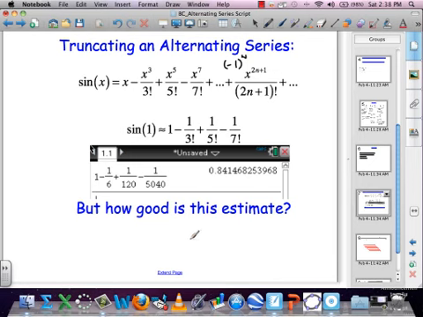Okay, I have an approximation. Well, how good is it? Is it worth anything? Can I use it in a problem and be pretty close to the real answer? And the neat thing about alternating series is we can answer that question. Now let's take a look at a little visual here.